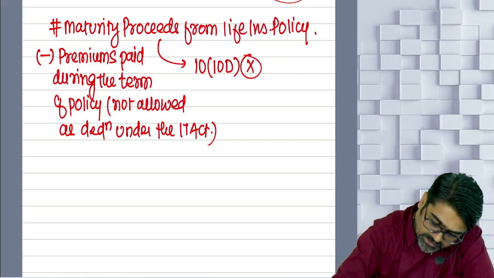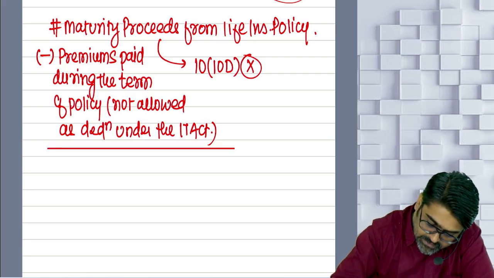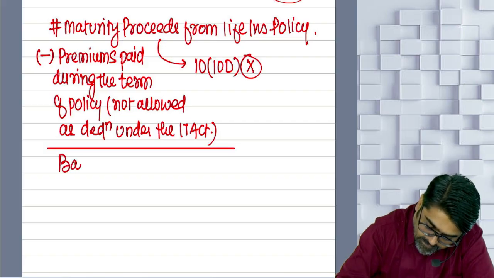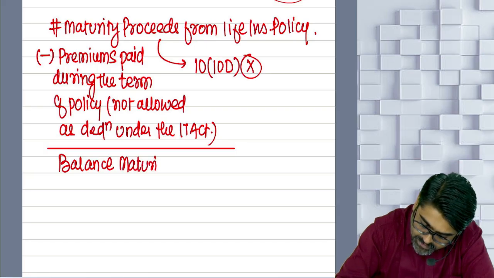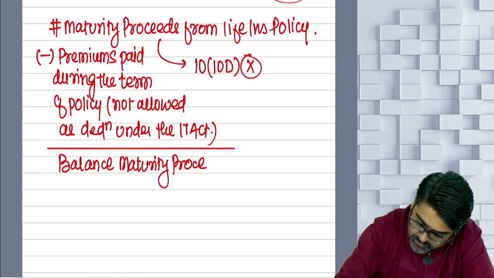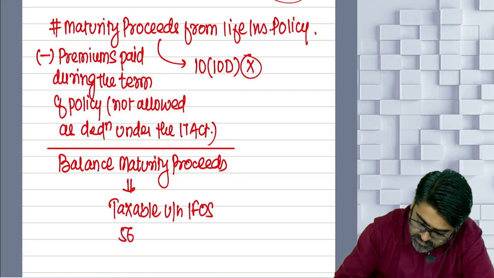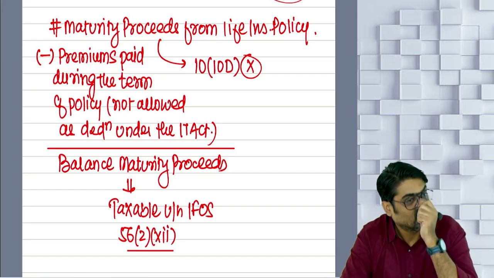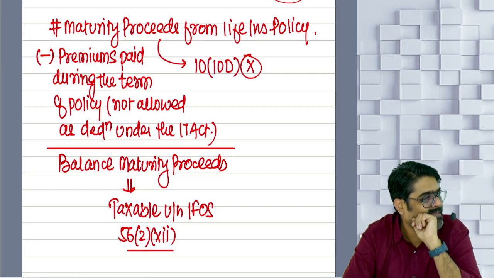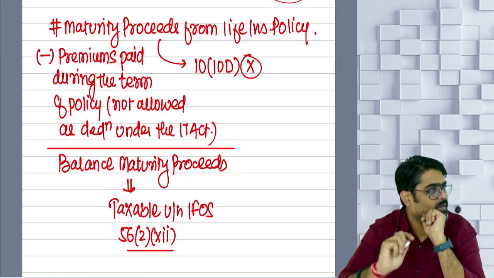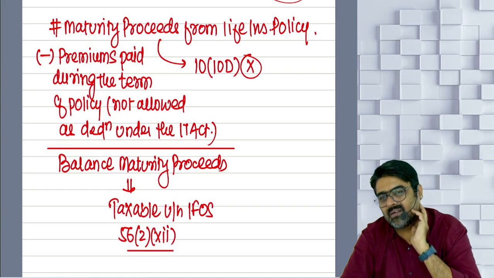Understanding? So after reducing this amount, what did I say? After reducing this amount, the balance maturity proceeds will now be taxable as your income. Taxable as your income under the head IFOS as per section 56 subsection 2 clause 12. One more clause done. Last clause is already covered. Understanding or not?